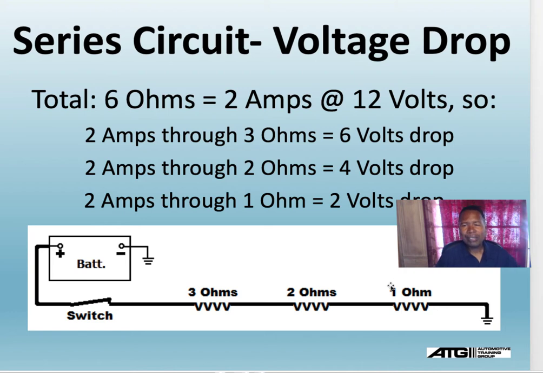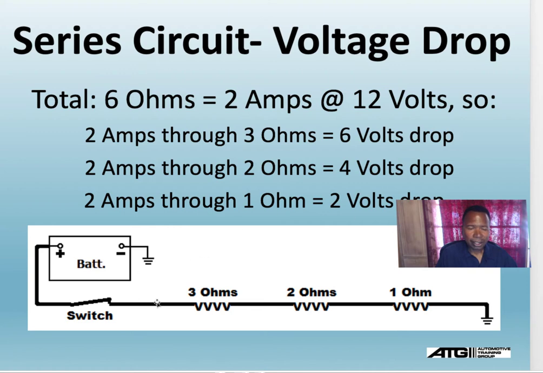We have 3 resistors in series: 3, 2, and 1. What's my total resistance? Add them together. That's 6. 3, 2, and 1, 5, 6 ohms. My total resistance is 6. 12 volts divided by 6 ohms gives me 2 amps. That means there's 2 amps through the circuit.